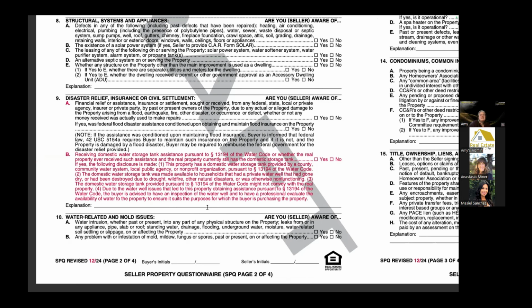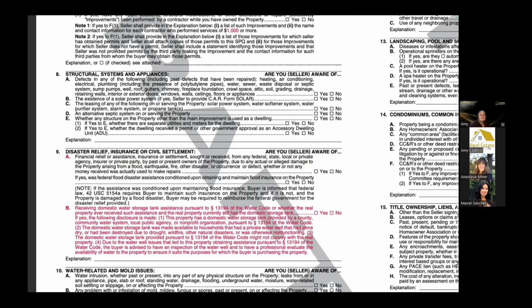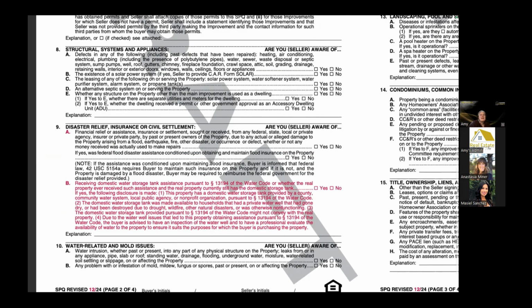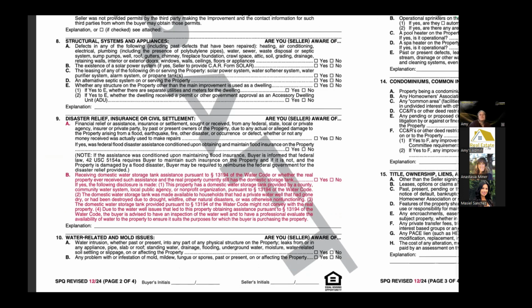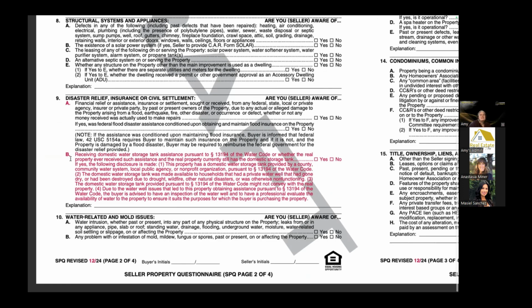All right, here is a new section in 9B, disaster relief insurance or civil settlements. They've added 9B, receiving domestic water shortage tank assistance pursuant to 13194 of the Water Code, or whether a real property ever received such assistance and the real property currently still has a domestic storage tank, yes or no?